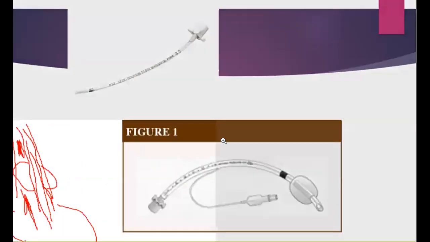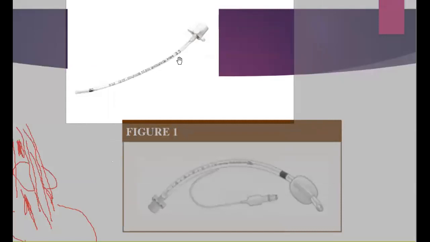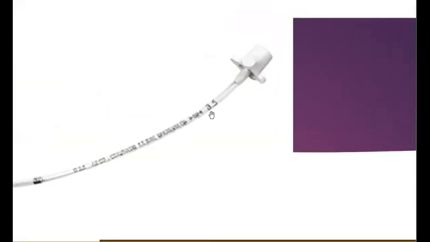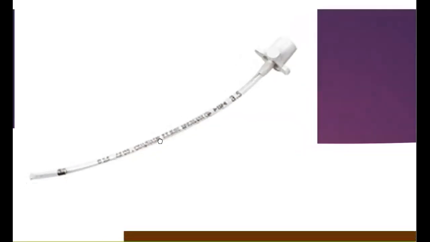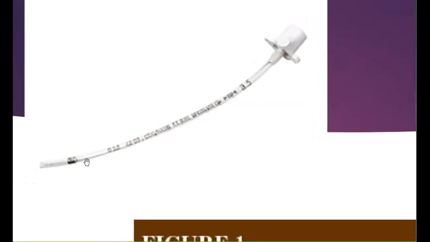Also on this tube, we have here a number. This is a 3.5. I know it's blurry, but it doesn't matter. This is where the number is. It's a 3.5 uncuffed ET tube. This part is the section that connects to your vent circuit or your bag. And then this is inside the patient. And at this end, it's difficult to see here, but it is a beveled end.